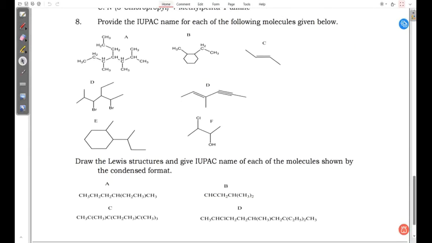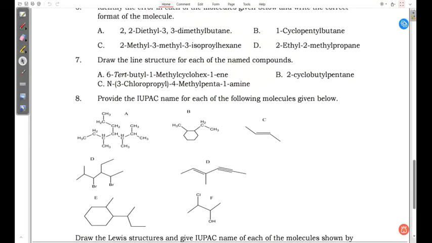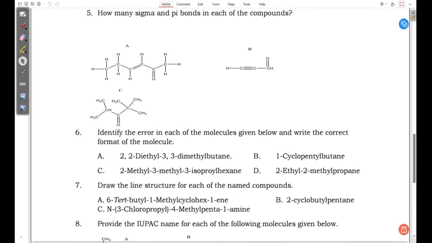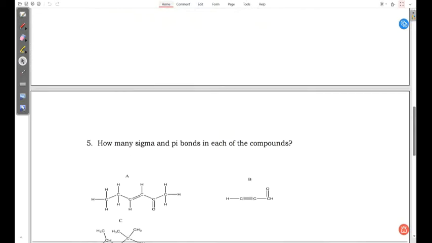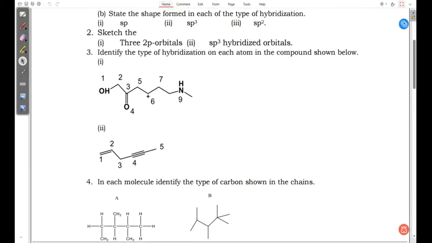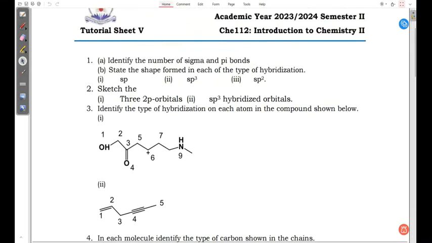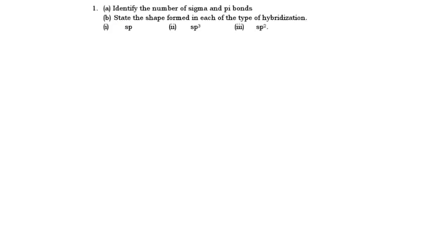We'll go as far as drawing Lewis structures and giving the IUPAC names, correcting and identifying errors, determining the number of sigma and pi bonds, the type of hybridization, and also sketching the orbitals. Alright, so to start with, one: identify the number of sigma and pi bonds.